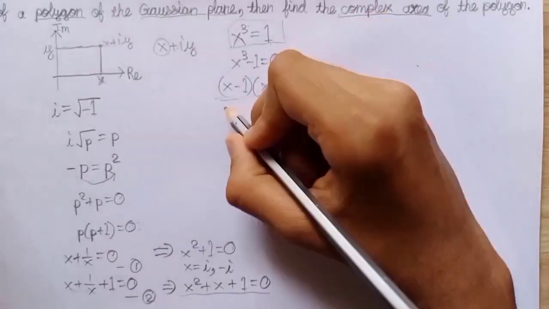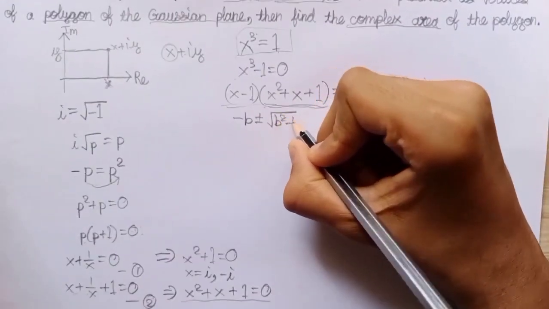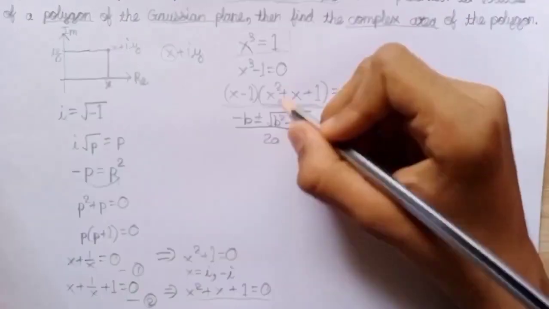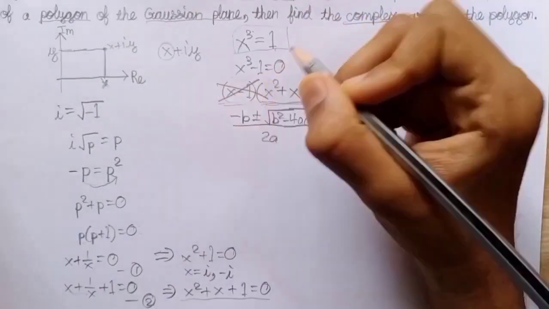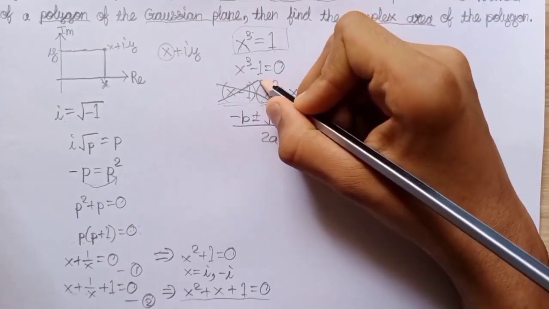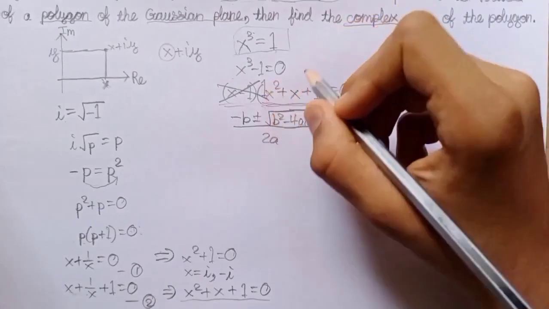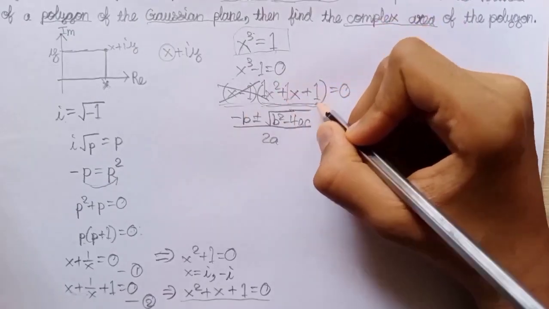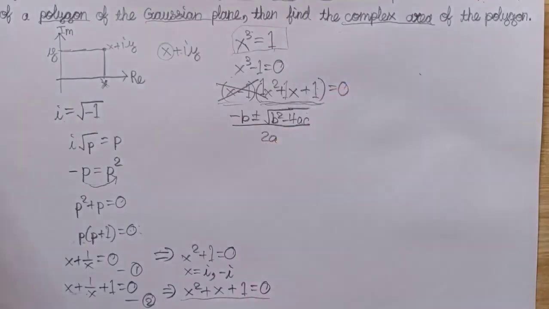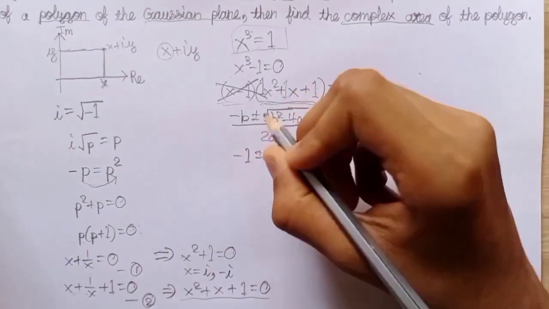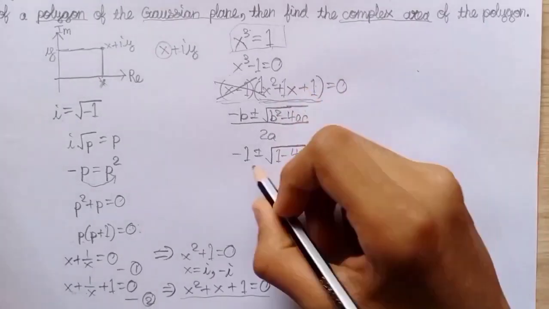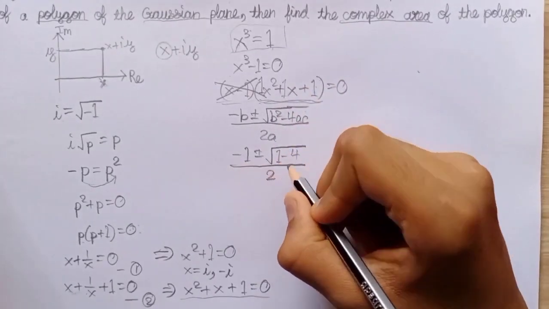By using the quadratic equation formula, x equals minus b plus or minus root b squared minus 4ac, by 2a, where our a is going to be 1. Ignore this equation, okay? Our coefficient of x squared, which is a, is 1. Our x coefficient b is also 1, and our c, the constant, is also 1. So minus b means minus 1, plus or minus root 1 squared, which is 1, minus 4 into 1 into 1, which is 4, by 2 into 1, which is 2.